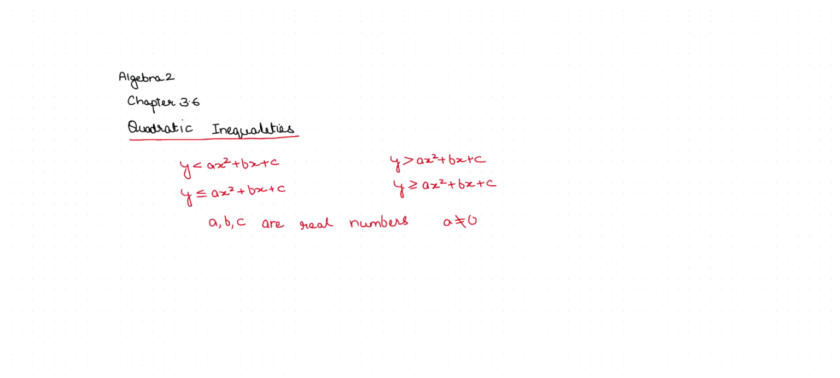So a quadratic inequality in two variables, like x and y here, can be written in these forms, where it is less than, less than or equal to, greater than, or greater than or equal to. And here A, B, C are real numbers and A is not equal to 0. If A is equal to 0, then it will not be a quadratic equation. So let's do some questions of graphing and then it will be more clear.